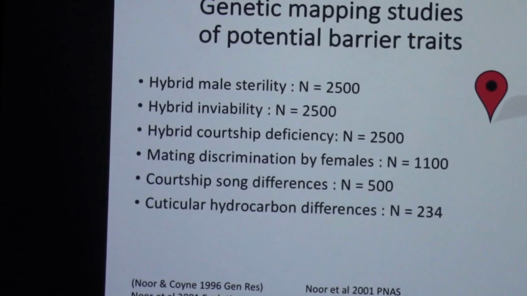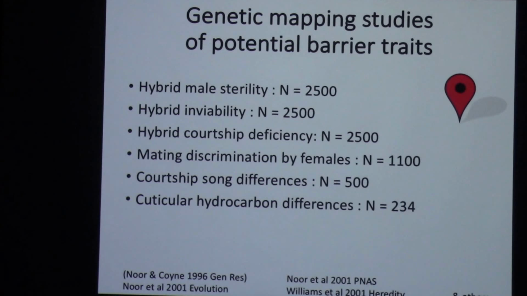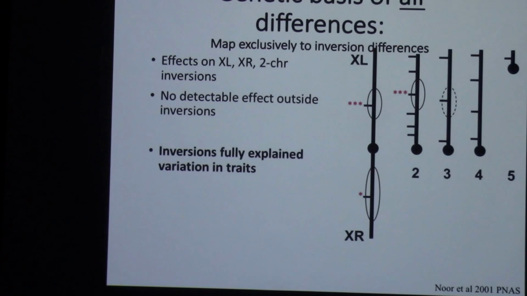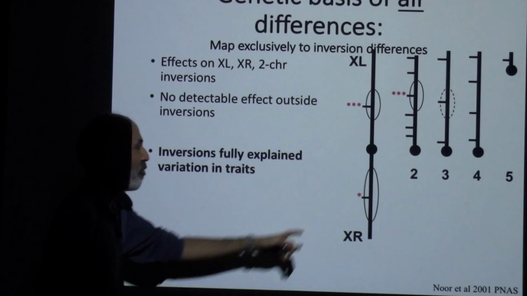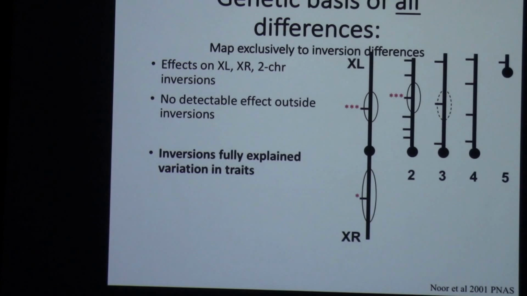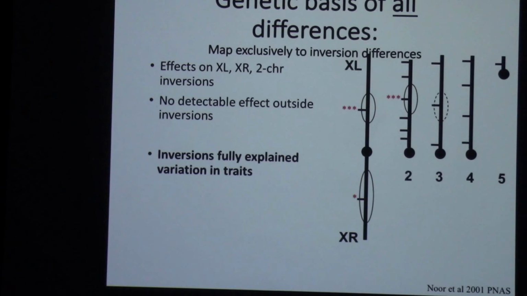Fortunately, I can actually summarize all this with one very, very simple figure. Everything mapped just to the inversions. Everything that distinguishes Drosophila pseudoobscura from persimilis mapped just to those three fixed inversion differences, and most strongly to these two. Right? There was no detectable effect whatsoever outside the inversions. If you tried to quantify if there was any missing variation, it seemed like there was basically none. It essentially fully explained the differences between these two species.